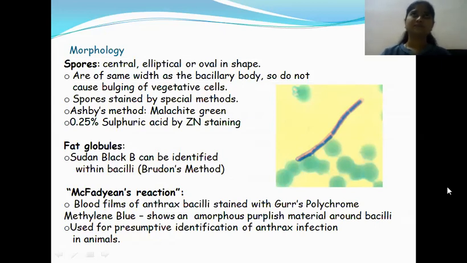Then Bacillus anthracis exhibits the McFadyean's reaction. Here, when the blood films of anthrax bacilli are stained with polychrome methylene blue for 30 seconds, the bacillus takes up a blue color, and the capsular material around it takes up a purplish, amorphous color. This reaction is used for presumptive identification of anthrax in animals.